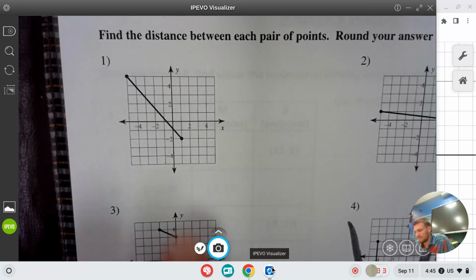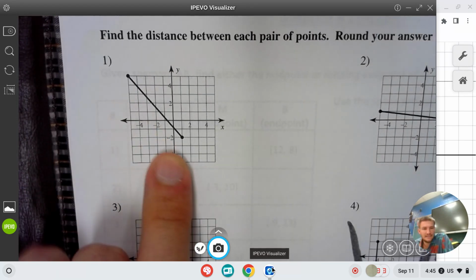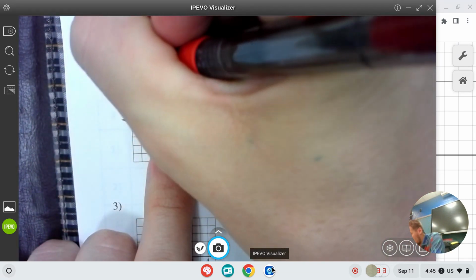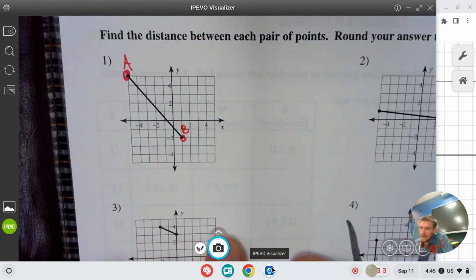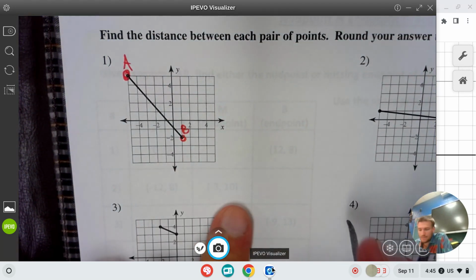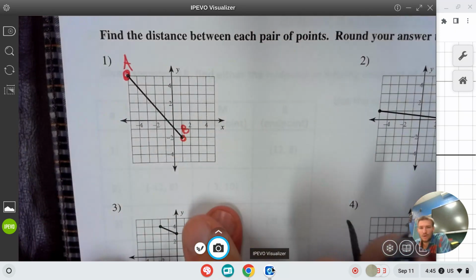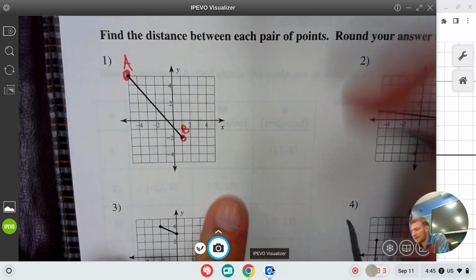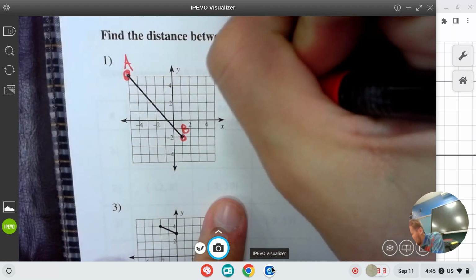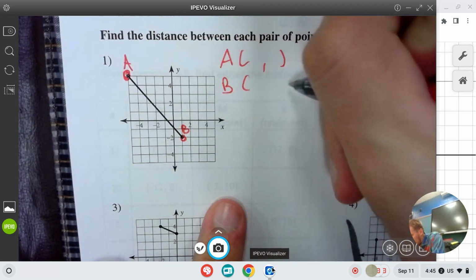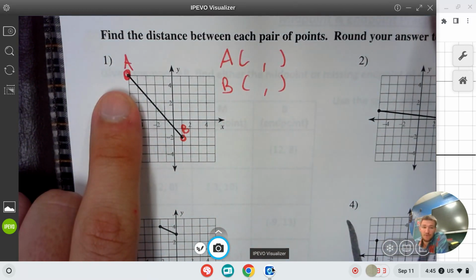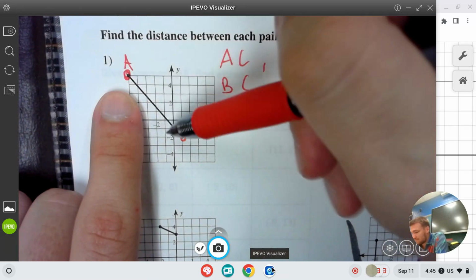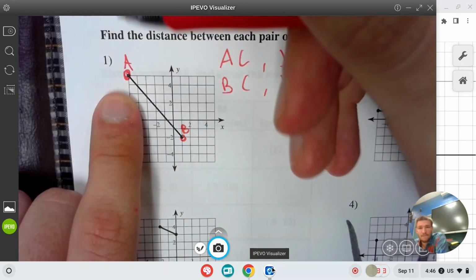Okay, looking at number one, if we're going to find the distance between 2 points, we need to figure out what those points are. So I'm looking at this point and this point. I can just call them A and B, and I need to figure out what are those points. I'm just going to use the coordinate plane, go in the X direction, go in the Y direction. I'm going to write them out like this, A and B. I called A this point up here. It really doesn't matter which one's which. Distance A to B is the same as B to A, of course.